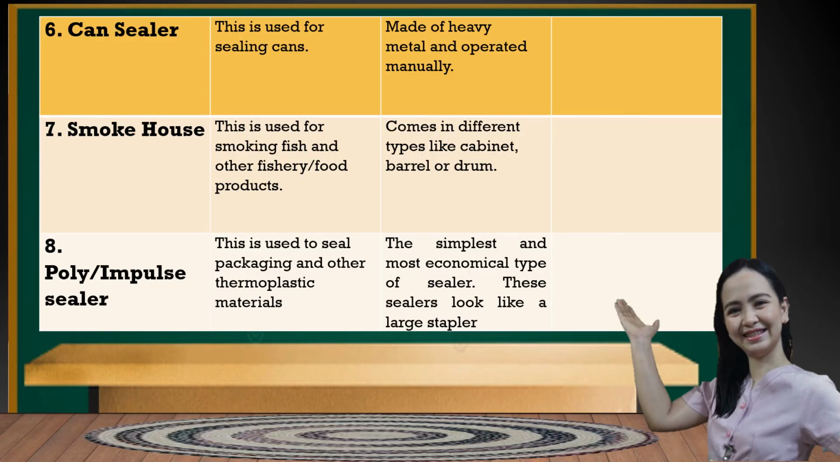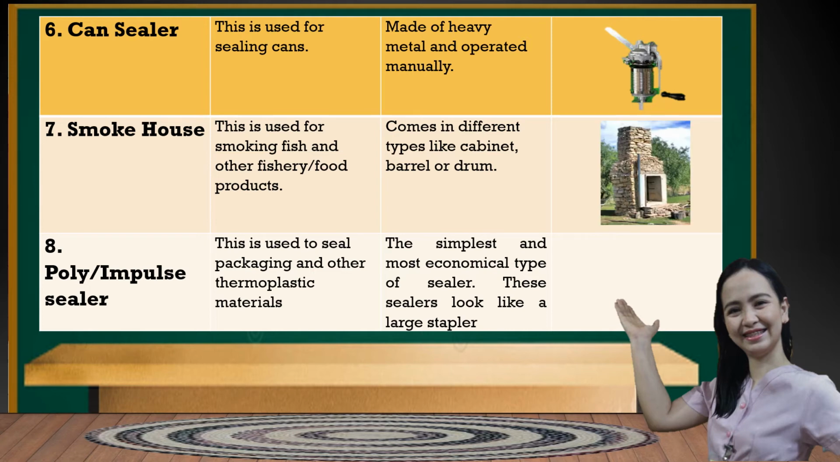The next one is can sealer. A can sealer is used for sealing cans. It is made up of heavy metal and operated manually. The next one is a smokehouse. A smokehouse is used for smoking fish and other fishery or food products. It comes in different types like cabinet, barrel, or drum. The example of a smokehouse is in the picture.